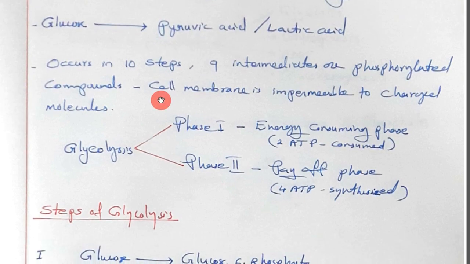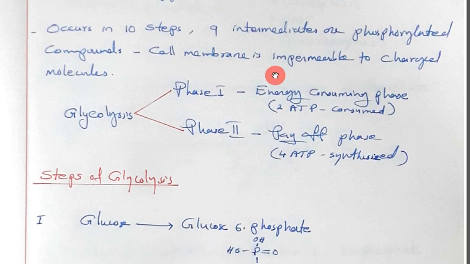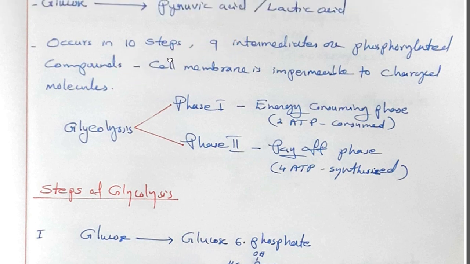The importance of this charging of compound is, once the compounds are charged, the cell membrane becomes impermeable to those charged molecules. So once a compound is charged within the cytoplasm, then the compound cannot escape out of the cytoplasm or out of the cell. So in order to trap all the intermediates of glycolysis within the cytoplasm, these compounds get charged.